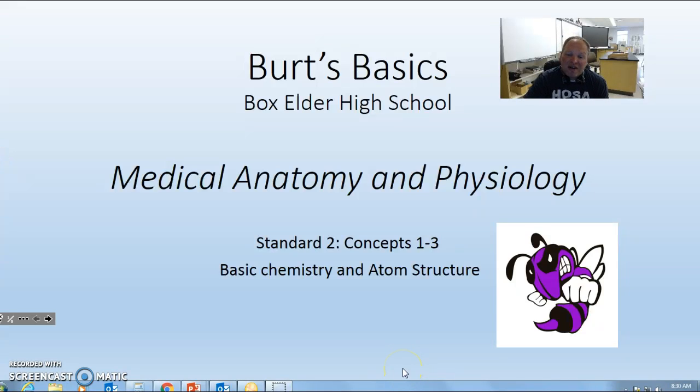Today we embark on the lovely world of chemistry. Now, I know some of you are going to be in this medical anatomy class and never have taken a chemistry class, so this is going to be the basic introduction to an atom, a little bit on using the periodic table and knowing some basic terminology. So let's go ahead and get started.